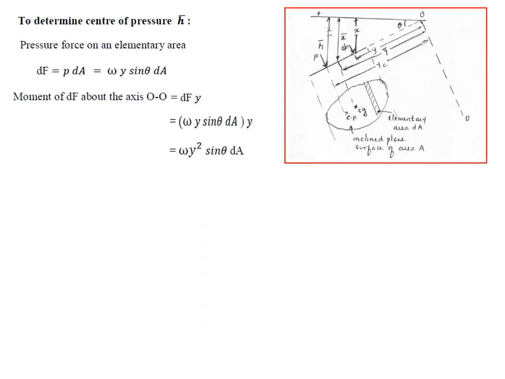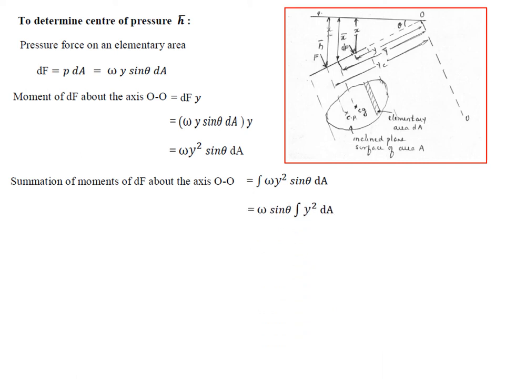Now take the summation: consider the area to be made up of such elemental areas, find the forces on each elemental area and sum them up. Therefore the summation of all the moments of dF about the axis should be the integral of omega y square sine theta dA. Taking out omega sine theta, we have the integral of y square dA.